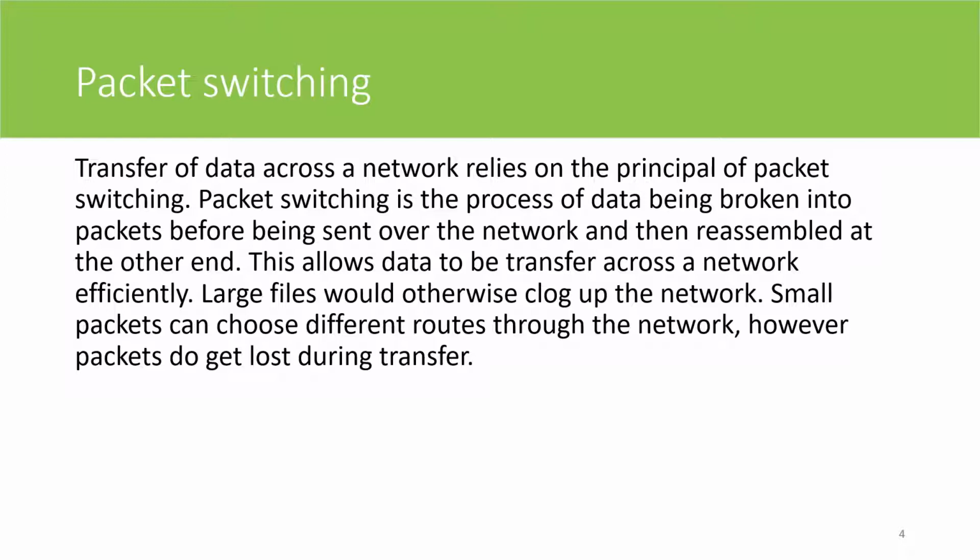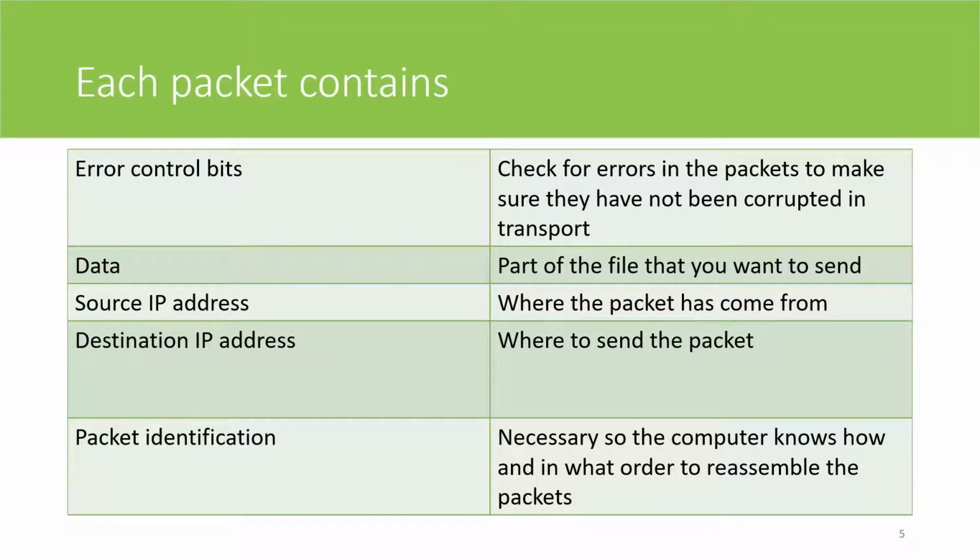Small packets can choose different routes through the network. However, packets can get lost during transfer. Each packet contains an error control bit, which allows us to check for errors in the packets to make sure they've not been corrupted in transport, the actual data that we want to send, the source IP address, so that is where the packet has come from, the destination IP address, where we're sending the packet to, and also a packet identification so that the computer knows in what order to reassemble the packets.